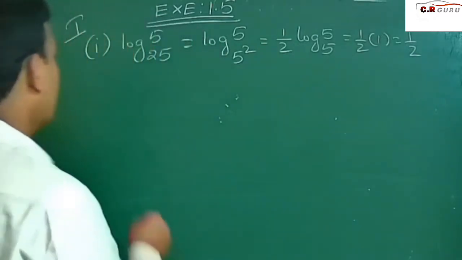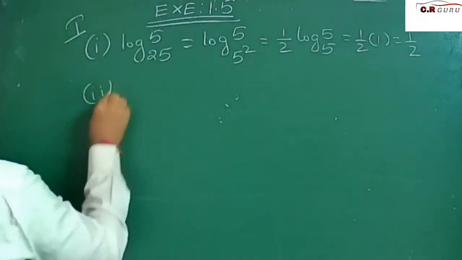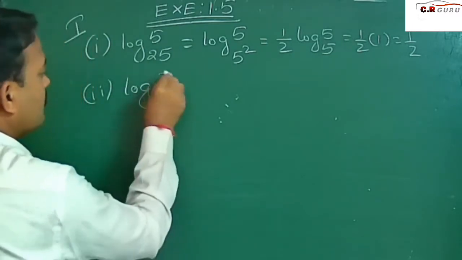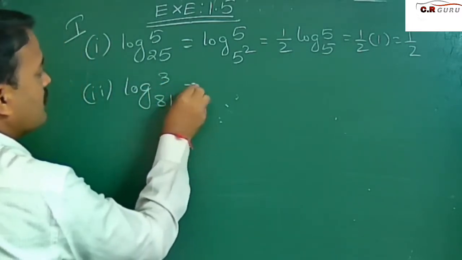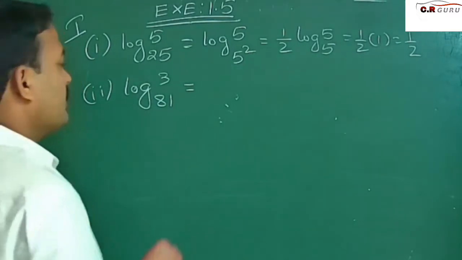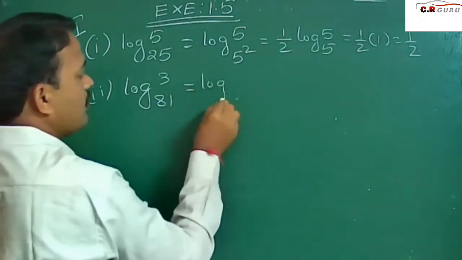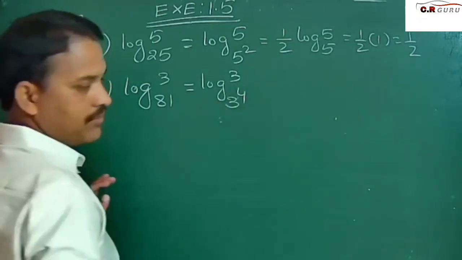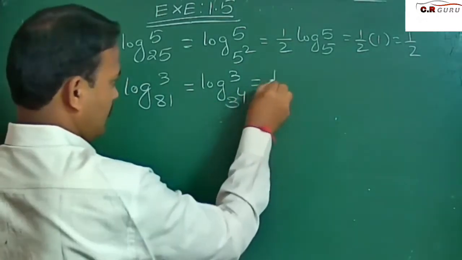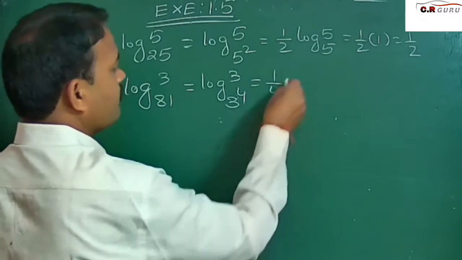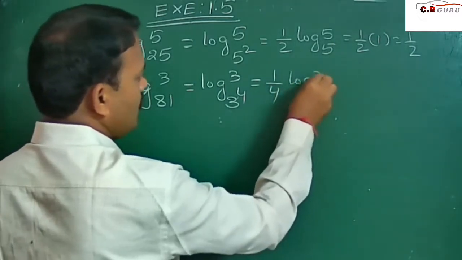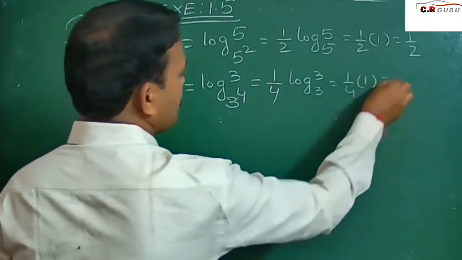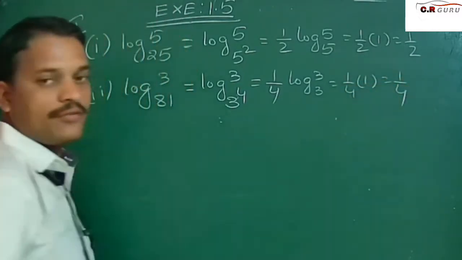Next, the second sum is log of 3 base 81. 81 can be written as 3 power of 4. That implies 1 by 4 into log 3 base 3, which equals 1 by 4 into 1, which is 1 by 4.